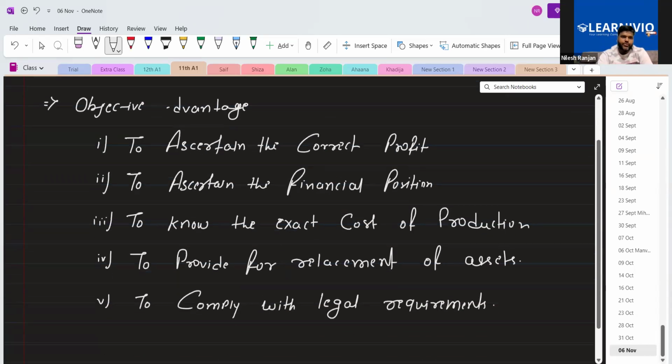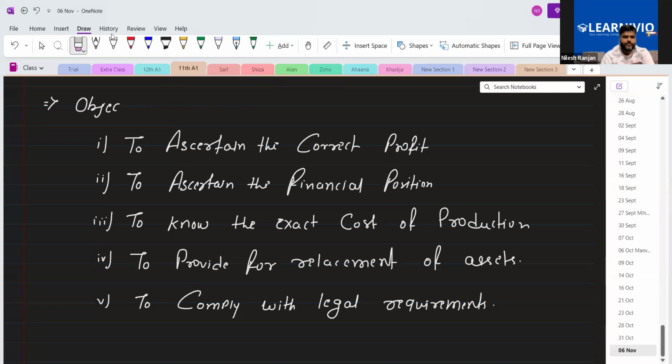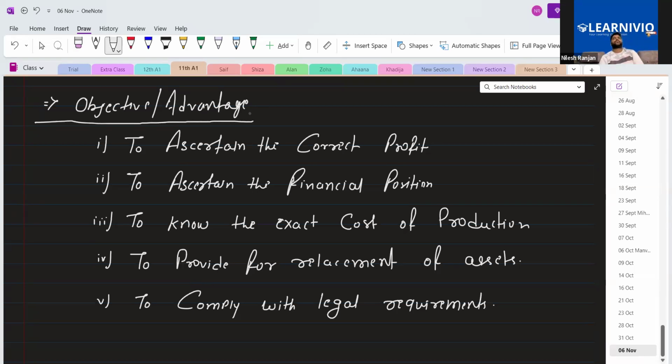So in this class, first you should write this objective or advantage. Please write this, then we will discuss the features and objective in detail. For this one, I have to write if it's an objective or advantage. Yes, you should write it. Okay, sir.